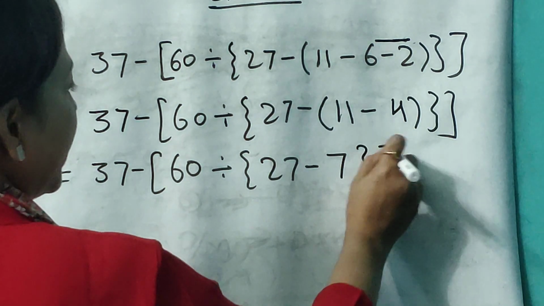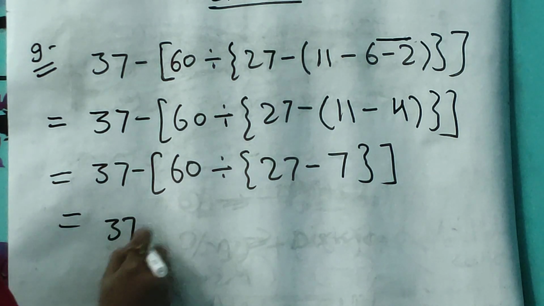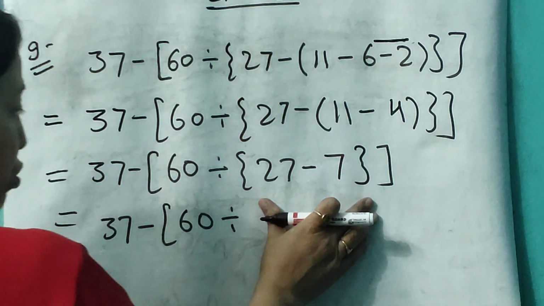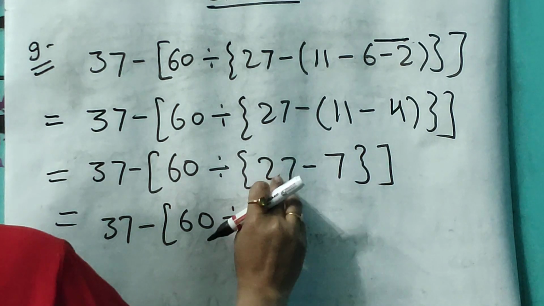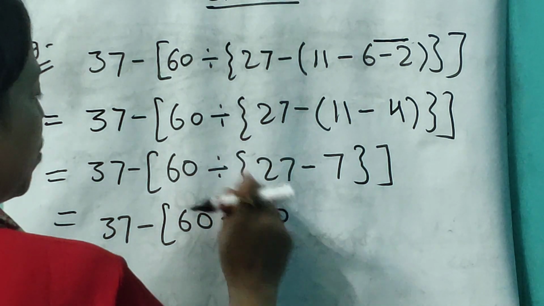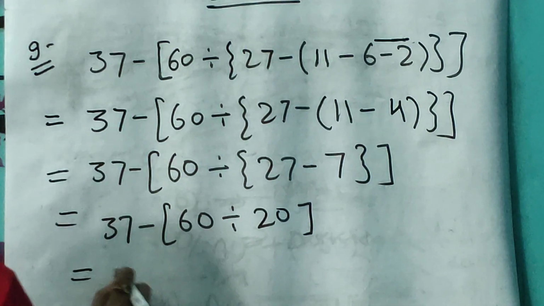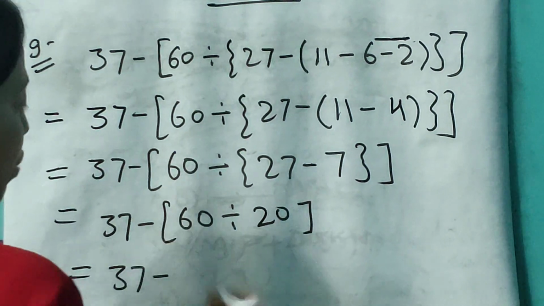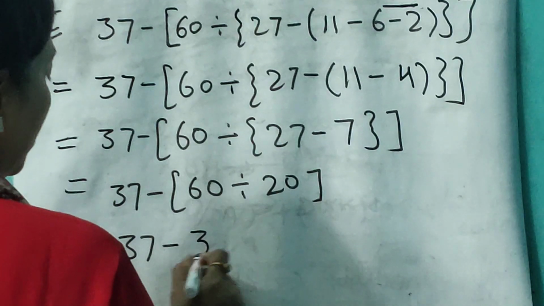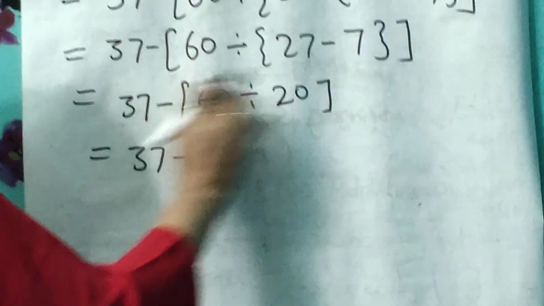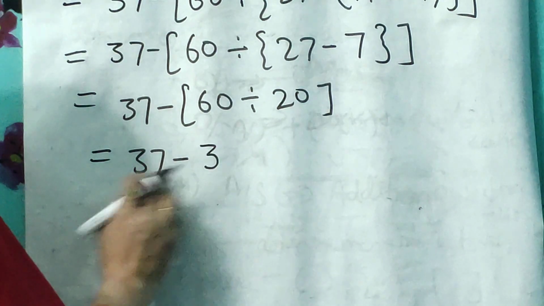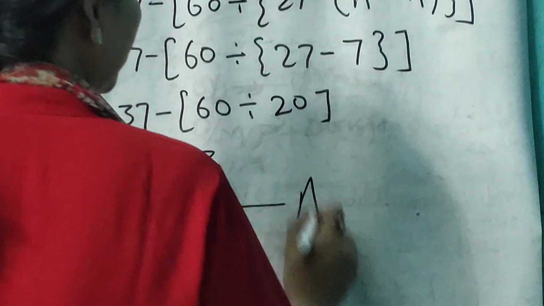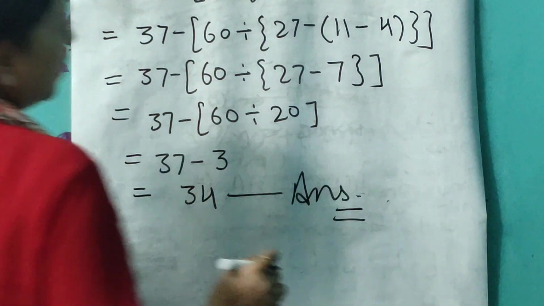Now we will put only the curly bracket and the square bracket. Then 37 minus 60 divided by, now we will solve this curly bracket also. 27 minus 7 will be 20. Now this bracket also is removed. Now 37 minus 60 divided by 20. When 60 is divided by 20, 20 threes are 60. Now 37 minus 3. Now this bracket is also removed. 37 minus 3 will be 34. So your answer is 34. I hope it is clear to all of you.